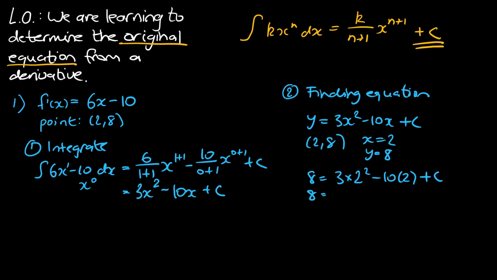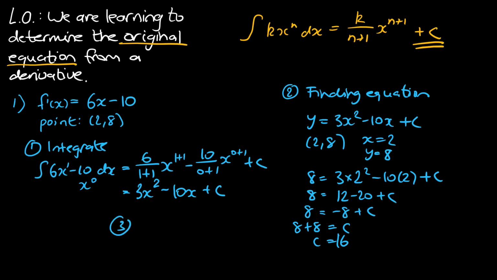So 2 squared is 4, 4 times 3 is 12, minus 20 plus c. So what we're going to get is 8 is equal to minus 8 plus c. This is going to become 8 plus 8 is equal to c. C is therefore going to be, I've written 6, but there should be a 1 in front of that, 16. We've now figured out c.